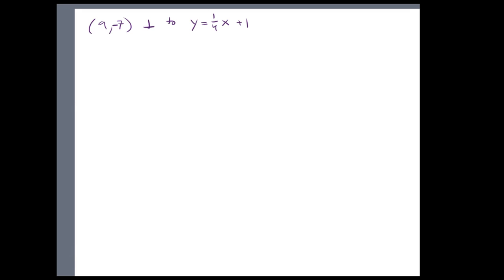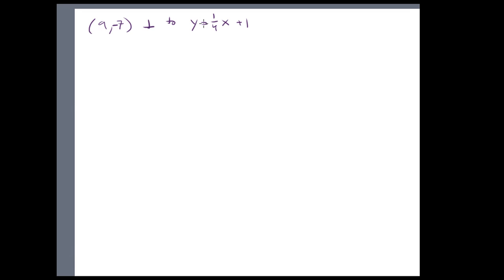Hey everyone, we're going to pick up our review here and we're looking at writing a line that passes through 9, negative 7 and is perpendicular to the line whose equation is y equals 1/4 x plus 1. We've got to do it in point slope form and in slope intercept form. So let's give ourselves some space.